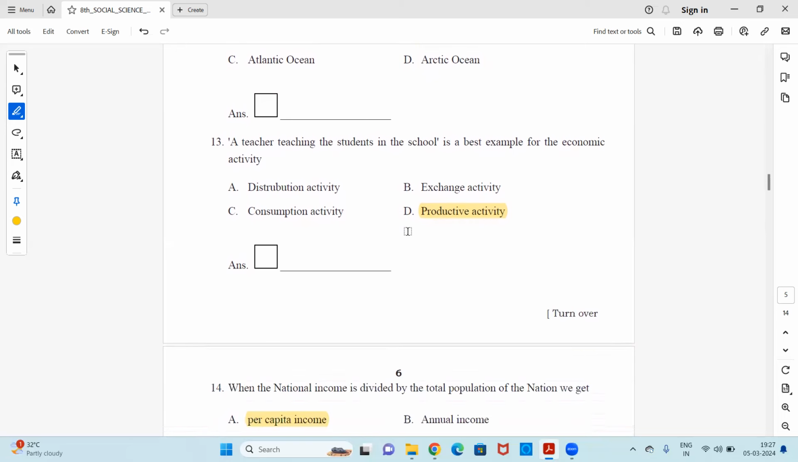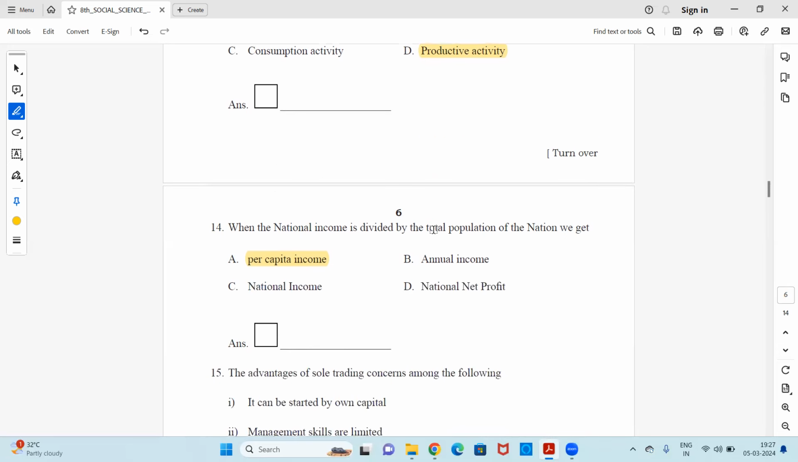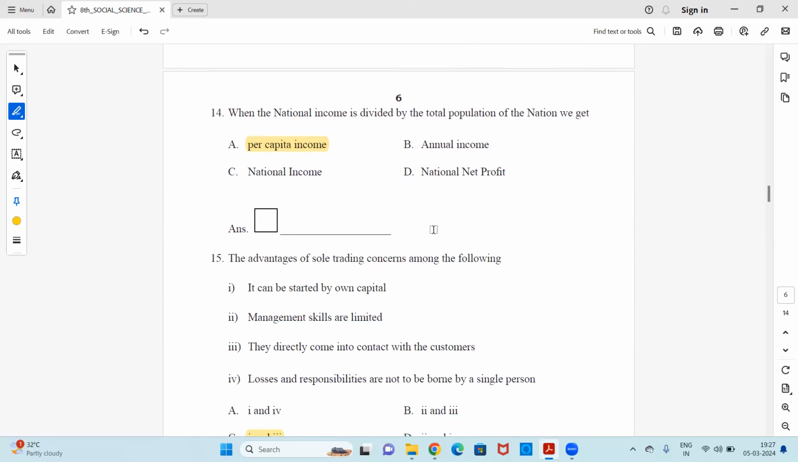Next, a teacher teaching the students in the school is the best example of the economic activity. Which economic activity example is it? A teacher teaching the students in the school. Is it distribution activity, exchange activity, consumption activity, or productive activity? And the answer is option D, productive activity. Okay, next, because it comes under service sector also, right? Providing a service, something productive is going on.